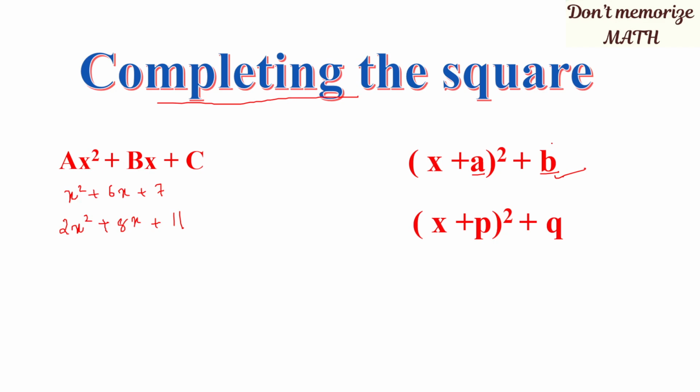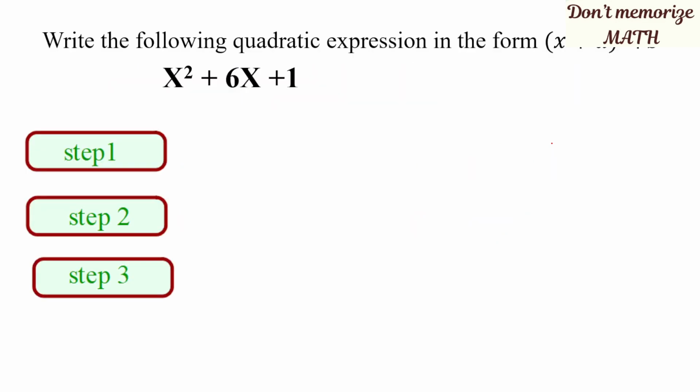The thing is the same. So here we are following three steps to change a quadratic expression to completing the square form. Follow the same three steps for any type of question. You will get the answer. Don't worry. Okay, so listen carefully. I will tell you the first step. Before that, write the following quadratic expression in the form x plus a whole square plus b. So the quadratic expression is x square plus 6x plus 1.